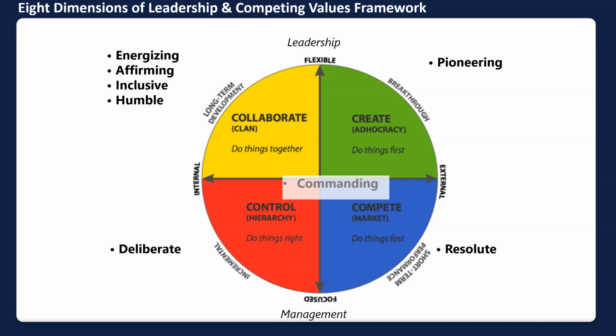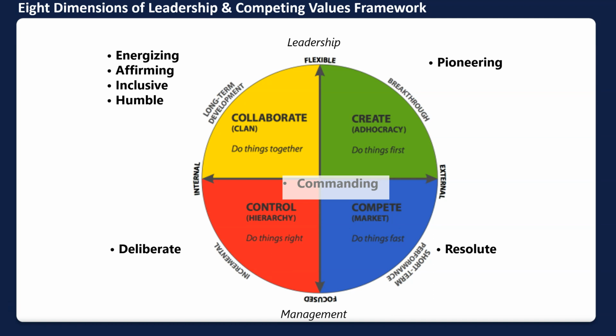And then commanding is a little hard to place, because you could be commanding across any of the quadrants, probably not as much on the collaborate quadrant because it's kind of the opposite of that. It's probably most dominant in the compete quadrant, but you could be a commanding control quadrant person or a commanding create quadrant person.